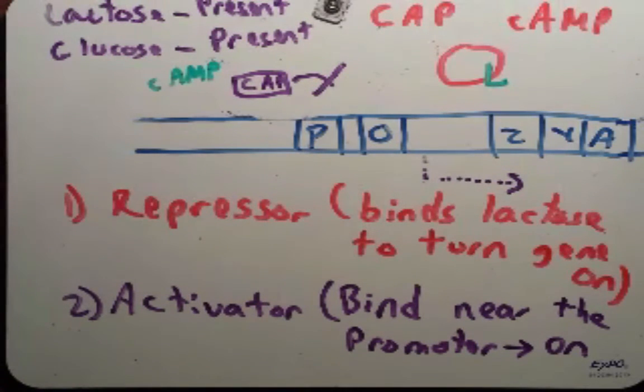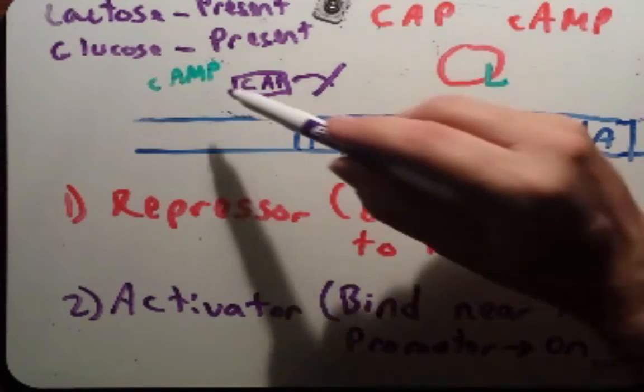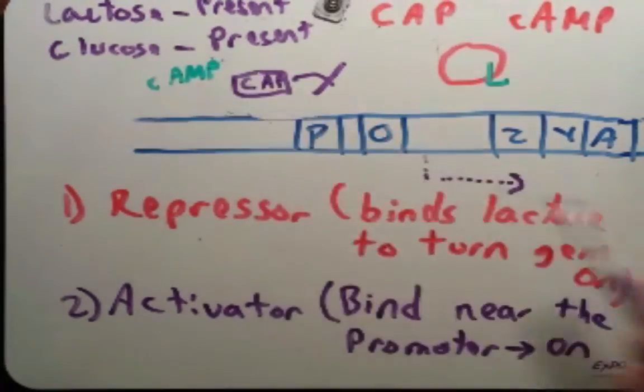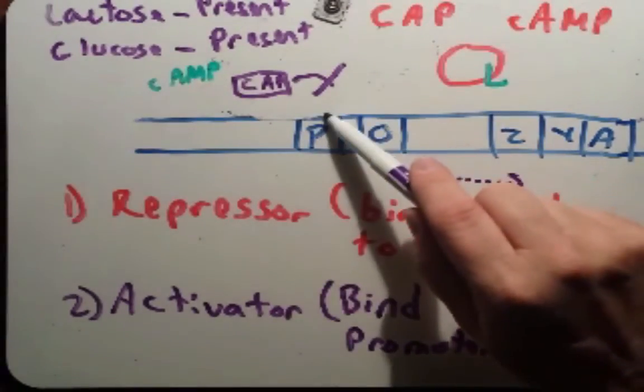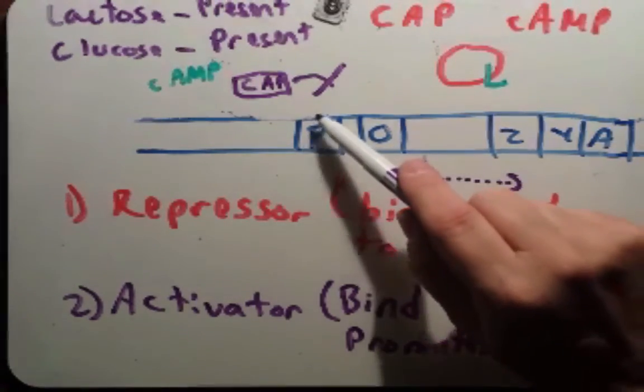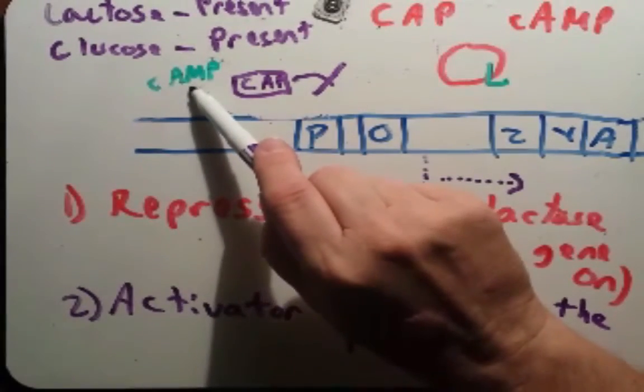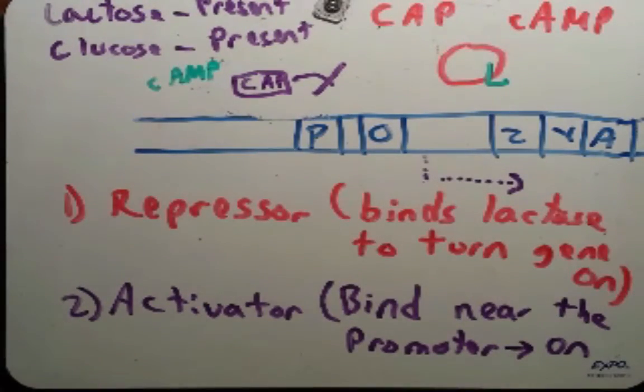Alright, now there's one more thing I want to talk about that's related to this, and that is, how does the presence of glucose keep cyclic AMP from binding to CAP? Because that's what we're saying here. When glucose is present, cyclic AMP cannot bind to CAP. If it can't bind to CAP, it can't bind to the promoter. If it can't bind to the promoter, we can't turn these genes on. So how does glucose prevent cyclic AMP from binding to CAP?